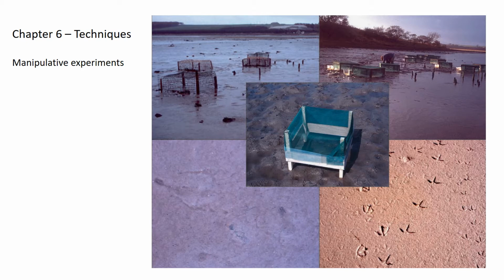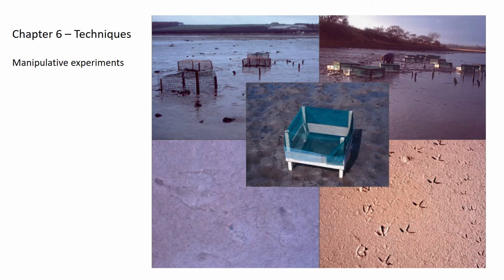Manipulative experiments. One of the nice things about intertidal marine environments is that they lend themselves very nicely to manipulative ecological field experiments. What this series of photographs shows are a range of different types of devices that are used to either exclude predators from access to the intertidal area, or inclusion devices where predators are contained within a specific area, but the density of those predators is manipulated.